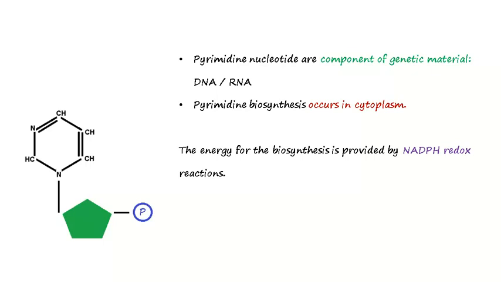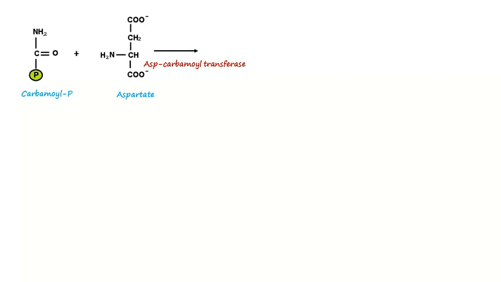Let's explain the nucleotide biosynthesis step by step. Inside the cytoplasm, one molecule of glutamine reacts with carbon dioxide and 1 ADP in order to create the carbamoyl phosphate compound. In the next step, the carbamoyl phosphate will react with the amino acid aspartate. The aspartate carbamoyl transferase enzyme will remove the inorganic phosphate from carbamoyl phosphate and create a new compound. It will be named N-carbamoyl aspartate.